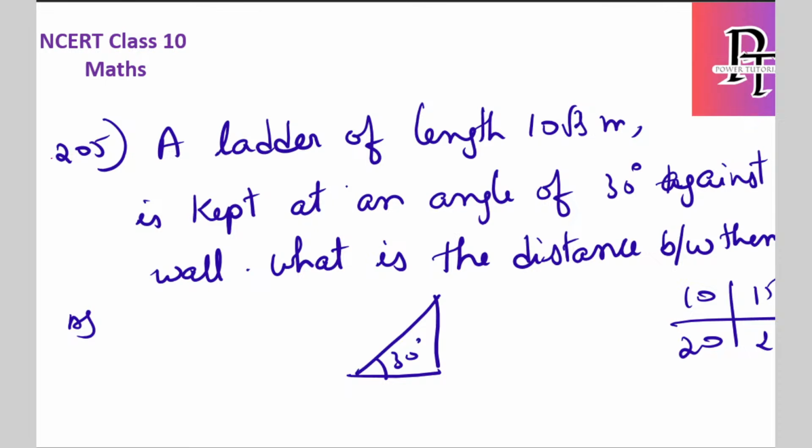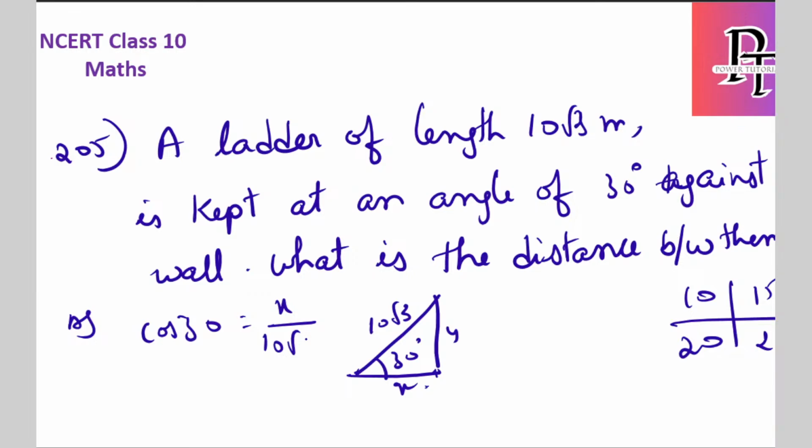Okay, the ladder length they have provided, which is 10 root 3. Wall length we don't know. We have to find the distance also. Let's write this as x and this as y. They're asking to find the distance, so we can simply use adjacent side and hypotenuse. So we have to use cos theta here. Cos 30 is adjacent by hypotenuse. Yes, we want the adjacent side, which is x by 10 root 3.